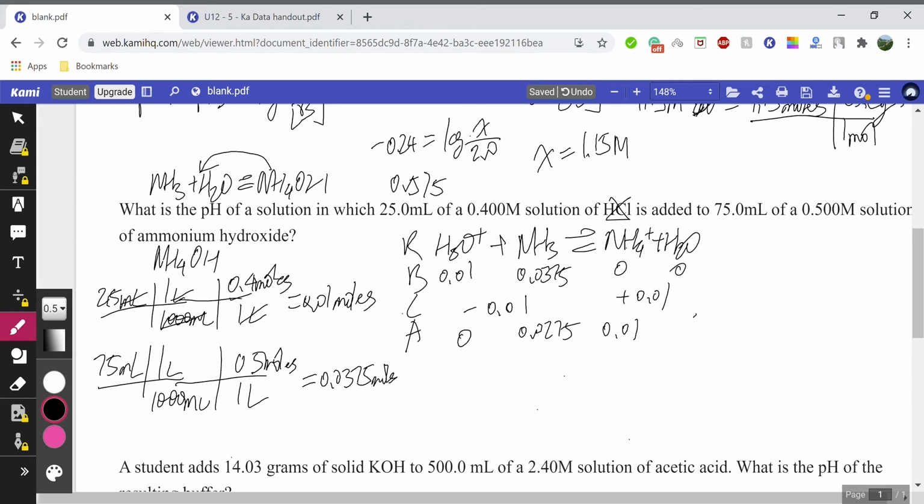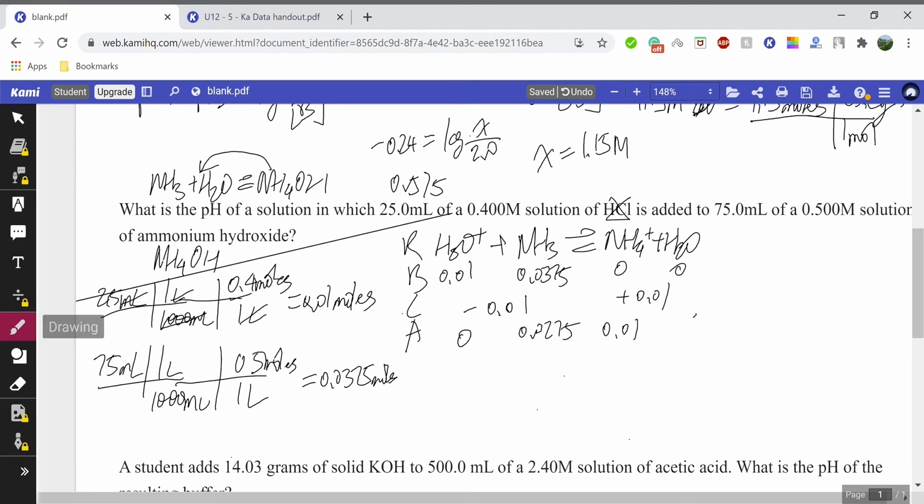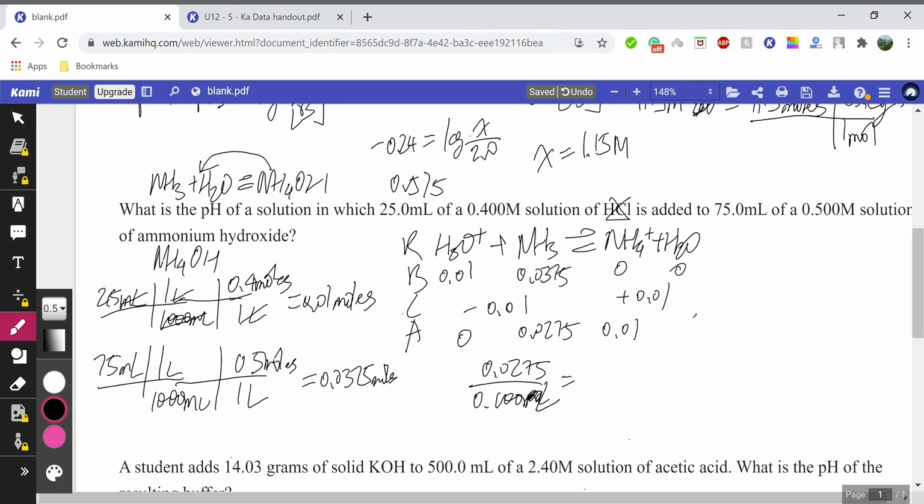Now convert these back to molarity. After adding up our solutions, we now have 25 milliliters and 75 milliliters. So now we have 100 milliliters. Now we're going to divide 0.0275 by 100 milliliters, no, divided by 0.1 liter, sorry. It's moles divided by liters, so it's going to be liters. So 0.0275 divided by 0.1 is going to be 0.275. And 0.01 divided by 0.1 is going to be 0.1. And these are going to be molar.